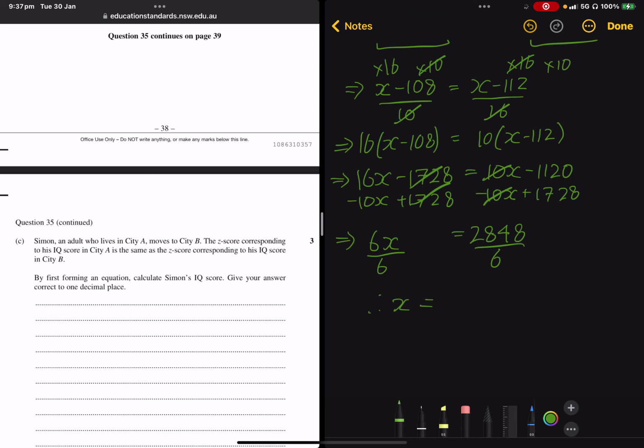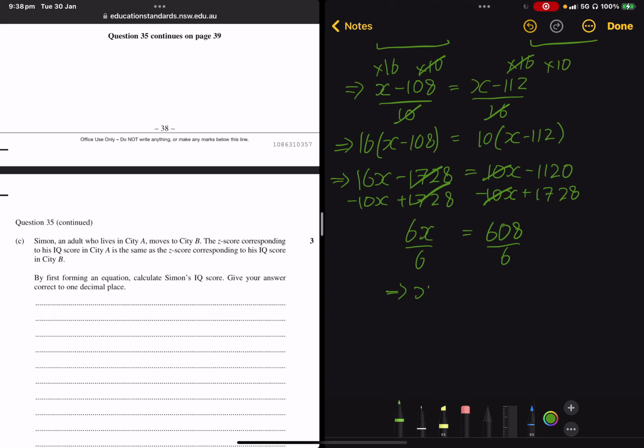Sorry, we have a plus here. Let me correct this. This is equal to 6x. This is a minus, so minus 1120. So 1728 minus 1120. This is 608. That's better. 608. Divide both sides by 6.